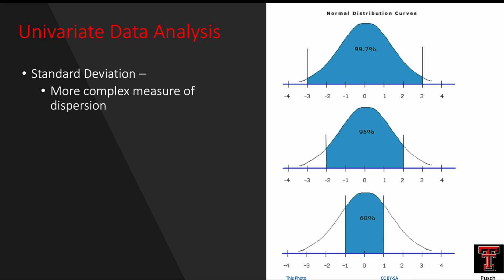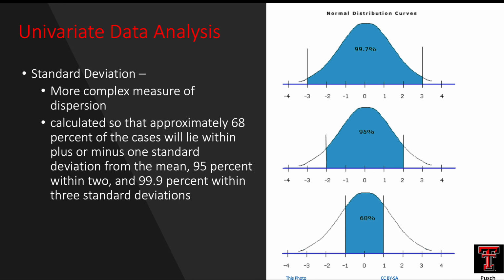Standard deviation is a more complex measure of dispersion. Again, it looks at how closely things are clustered around that middle or that average case. So it's calculated so that approximately 68% of the cases will lie within plus or minus 1 standard deviation from the mean, 95% within 2, and 99.9% within 3 standard deviations. Again, it just looks at how closely those values are clustered around that middle value. It's just another way of calculating it.